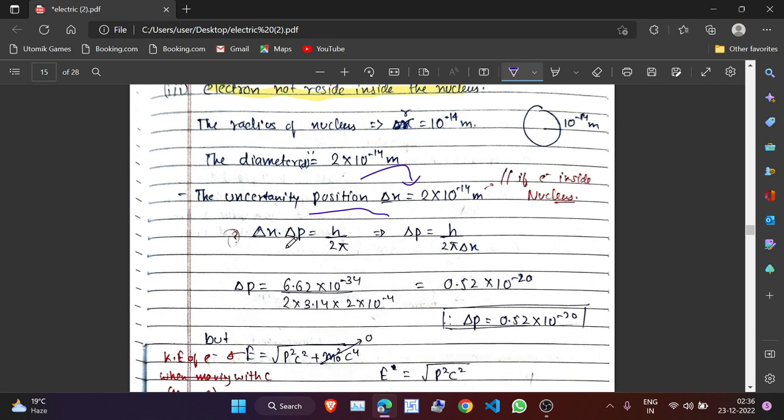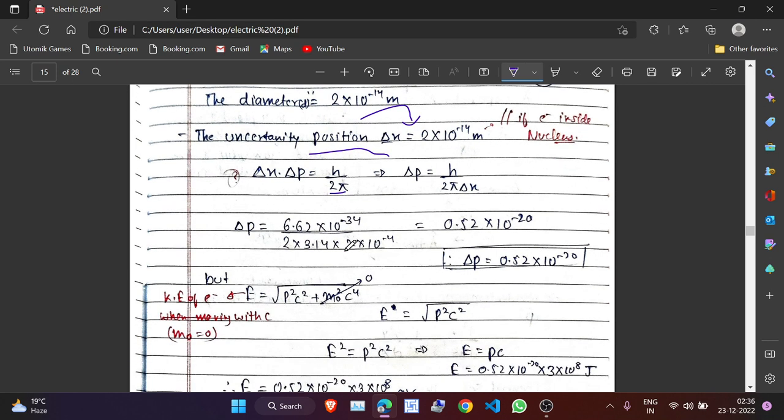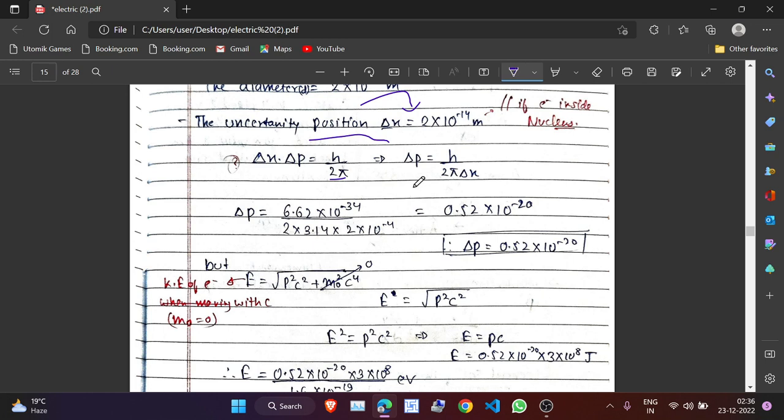So delta x into delta p is equal to h upon 2 pi. Here 2 pi we can call it 4 pi, but we can take it 2 pi also for the betterment of the calculations. So delta p is equal to h upon 2 pi delta x. If we put the values, then delta p is equal to 6.6 into 10 to the power minus 34 upon 2 into 3.14 into 2 into 10 to the power minus 14. Sorry, it is 14. So it gives 0.5 into 10 to the power minus 20. This is delta p, the change in momentum.